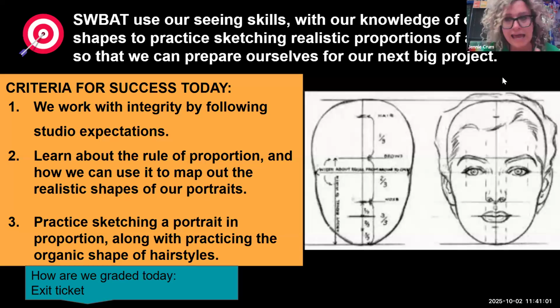So what is our goal for today? By the end of class, we should be polishing and perfecting our seeing skills, meaning looking, paying attention to, and then redrawing what we see with our knowledge of organic, natural shapes, specifically the shapes of the face, to practice sketching those realistic proportions of a human, just so we can have a little bit of extra practice for our hybrid portraits. Even though ours are going to be a little bit more abstracted, simplified into lines and shapes and colors, textures, very painterly, practice makes permanent, right?